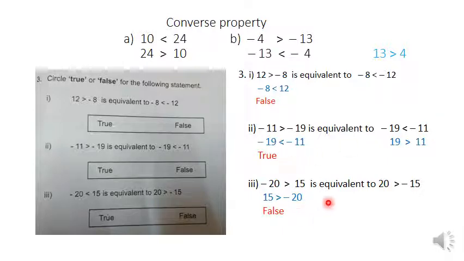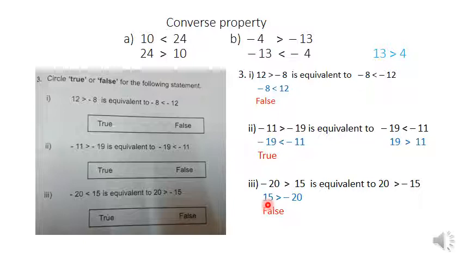Okay, try. Last one, number 3. Negative 20 is greater than 15 is equivalent to 20 is greater than negative 15. Okay, you write your converse property first. You write 15 first and then you write negative 20. 15 big, negative 20 small because negative number small. So the open mouth near to the big number, near to 15.